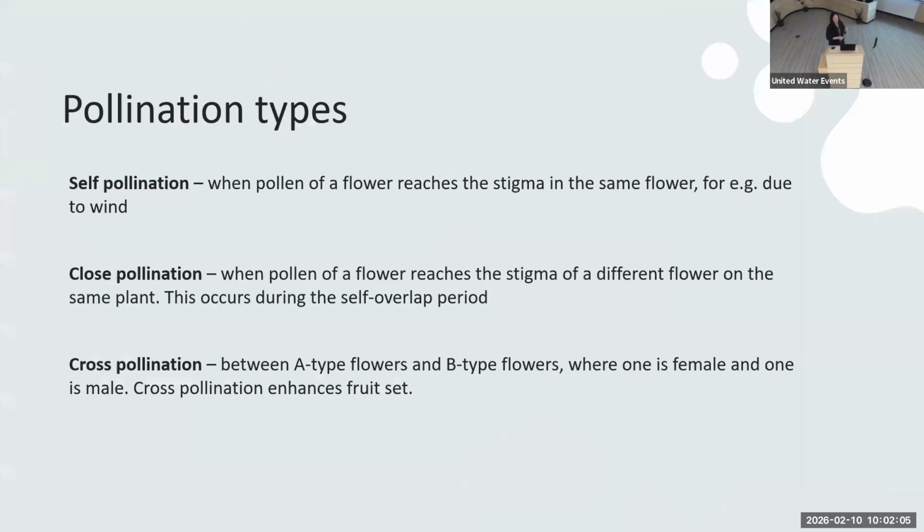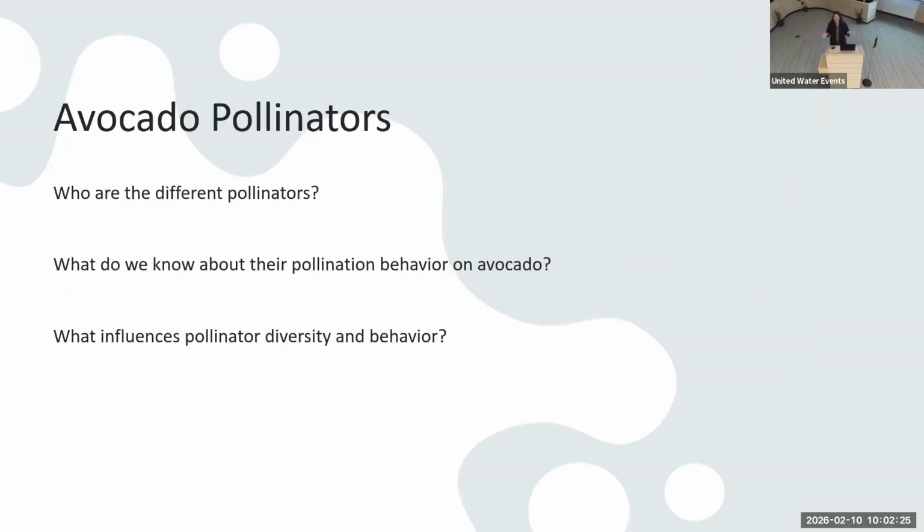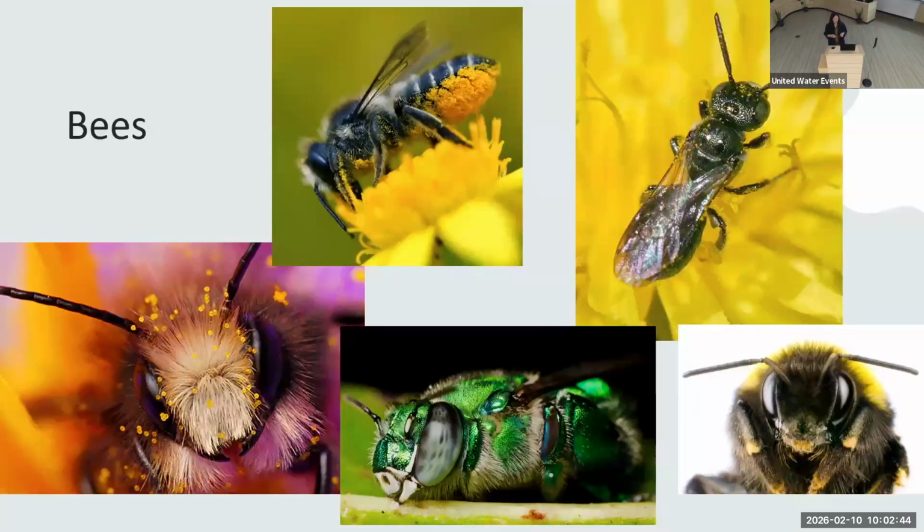are visiting avocado. Okay, I'm going to skip my first couple of slides because we just heard about floral biology and avocado. We talked about pollination types. I'm kind of interested in cross-pollination between A and B flowers and how that's impacted by pollinator species. And the first question really is, who are the avocado pollinators, especially in Ventura County where we grow avocados? What's their behavior on avocado? Which ones are moving the most pollen around? And how can we influence their populations and what they're doing in our crops?